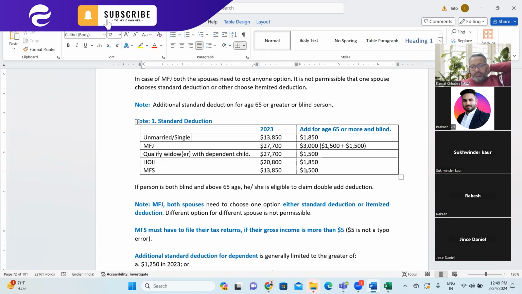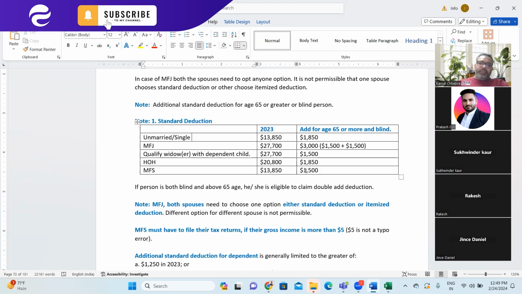So far so good? If the person is both blind and above 65 years of age, he or she is eligible to claim double additional deduction. I know when we are discussing these amounts, some of you may have this question in your mind. If the person is blind as well as more than 65, he or she can get double the benefit. Clear?